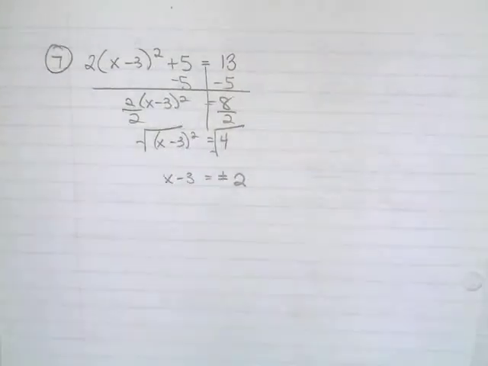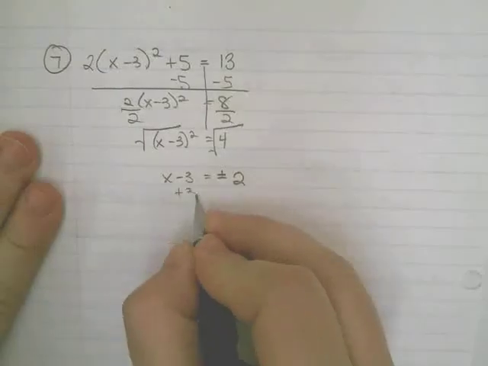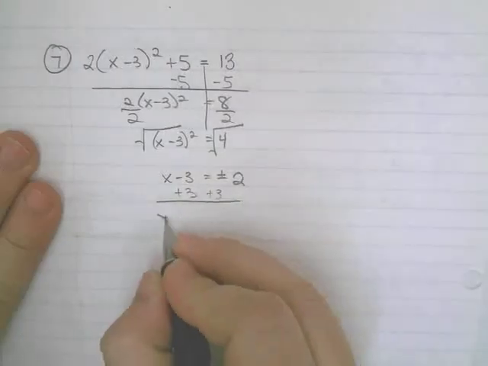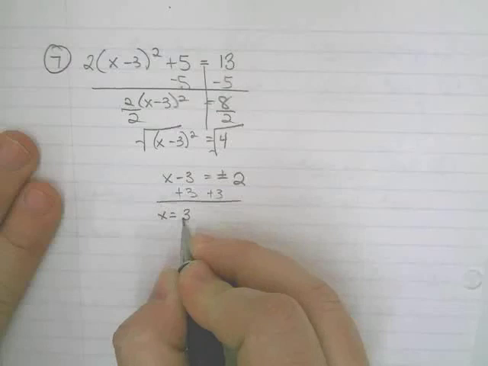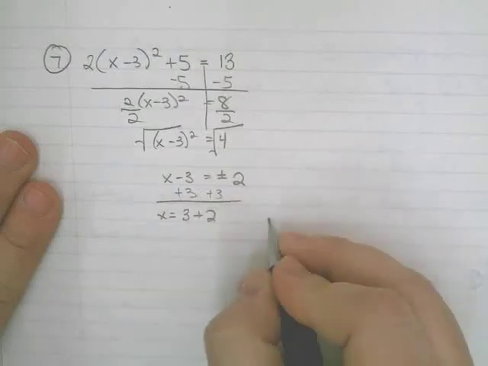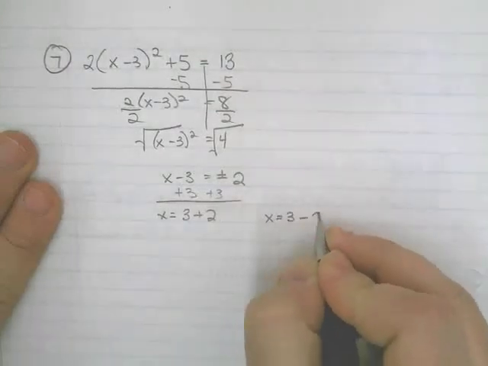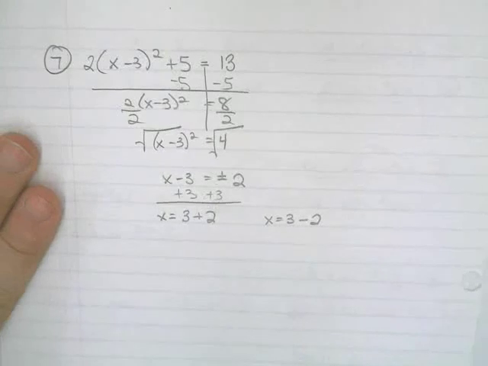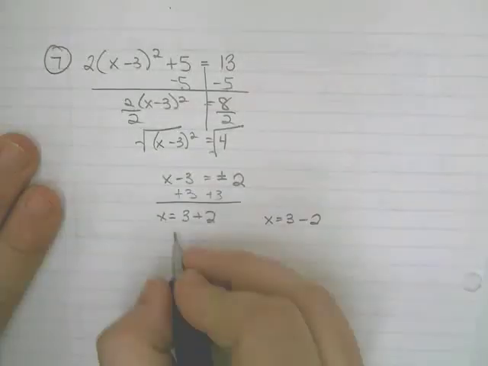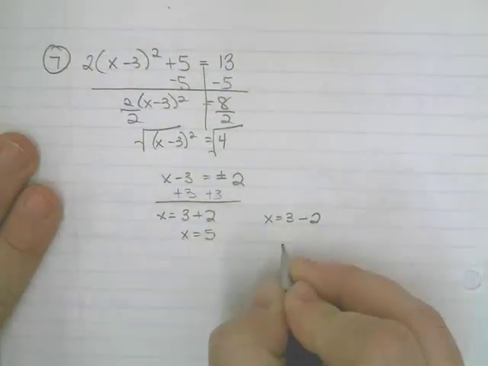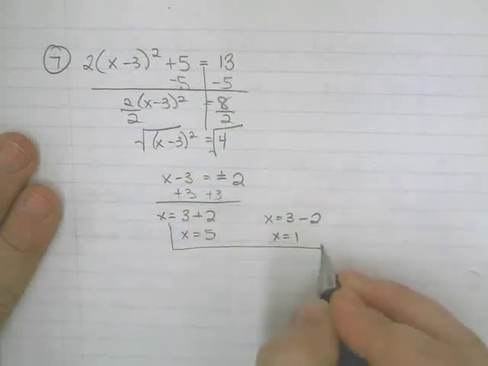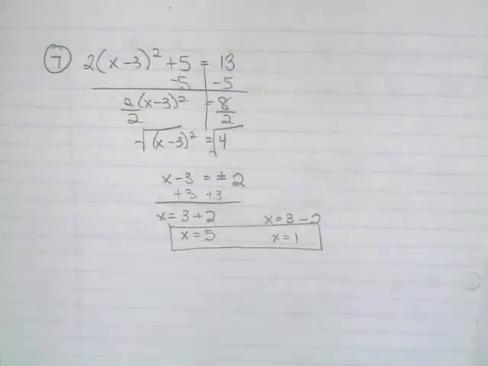So now this is where it gets a little confusing. I know that I have to add 3, but really I have two problems. I have 3 plus 2, and I have 3 minus 2. That's what that plus or minus means, is that you have to do both. And so this first answer is 5, and this second answer is 1. So you have to remember when you're solving by square root, you get rid of everything on the outside. Then you take care of the square root, and sometimes there's things left on the inside and sometimes there's not.